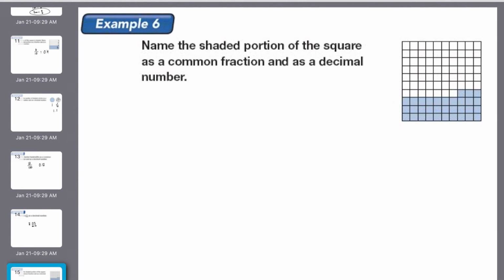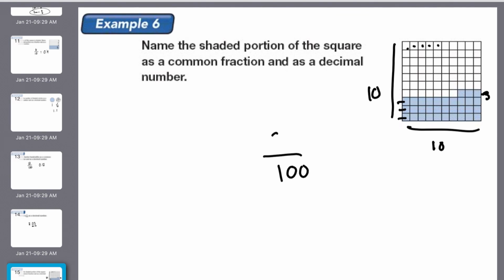Name the shaded portion of the square as a common fraction and as a decimal. What you could do is count up all these squares. You would soon realize that this is 10 by 10, so it's 100 total. And then you need to figure out how many are shaded. Well, 10, 20, 30 each row, and 3 more. So 33 out of 100. That would be, as a fraction, 33/100, as a decimal, 0.33.